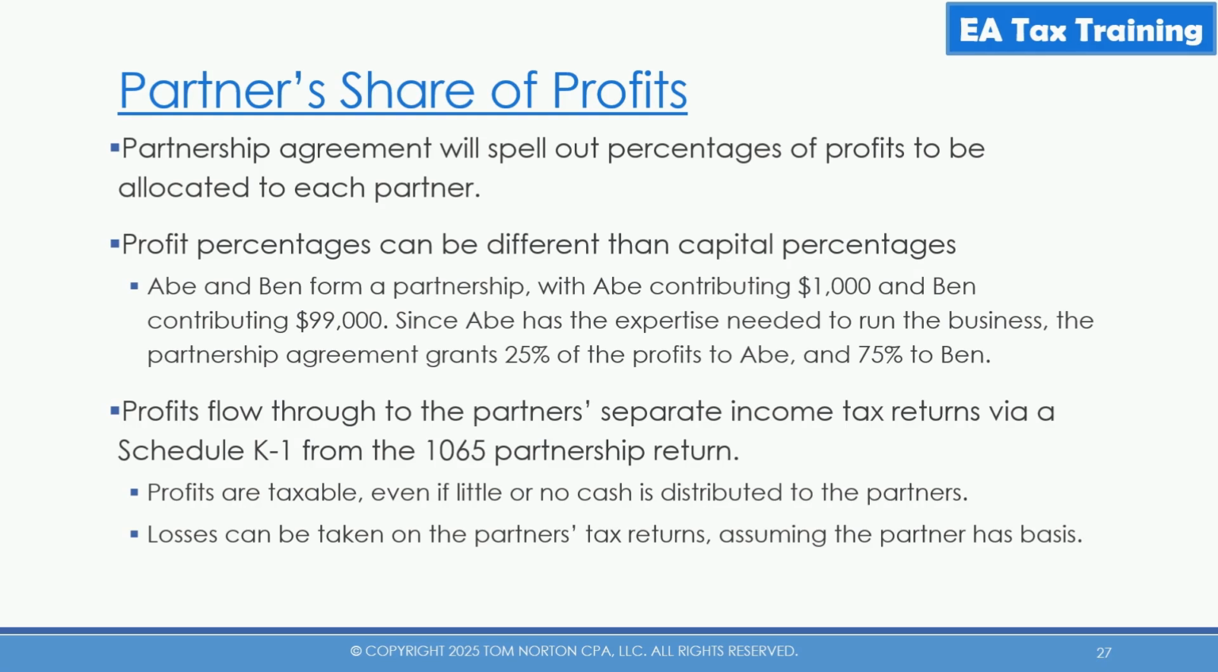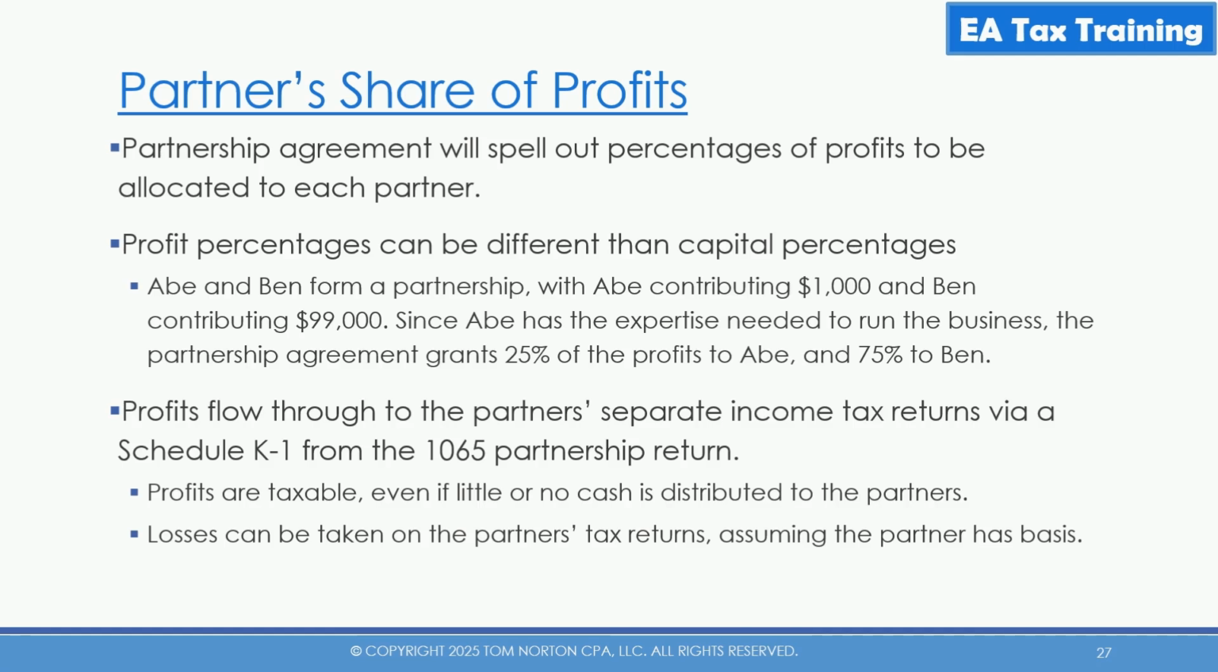Now let's talk about the partner's share of the profits. The partnership agreement will spell out the percentages of profits to be allocated to each partner. So hopefully there is a written partnership agreement in place. As we discussed, that is the best practice, but there may not be. There may just be a handshake like, okay, we are 50-50 or whatever the percentages are. But whatever the agreement is, the profits will be paid out according to those percentages.